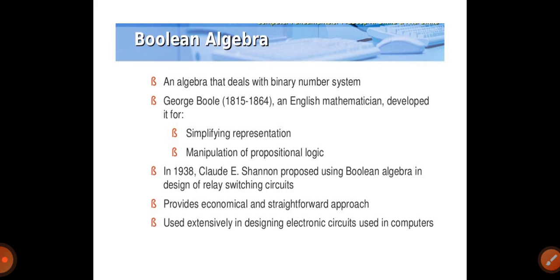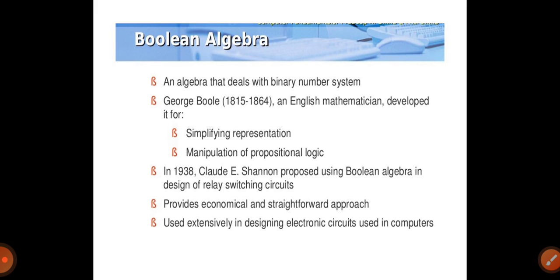George Boole, an English mathematician who lived from 1815 to 1864, developed it to simplify the representation and manipulation of propositional logic. In 1938, Claude E. Shannon proposed using Boolean algebra in the design of relay switching circuits.